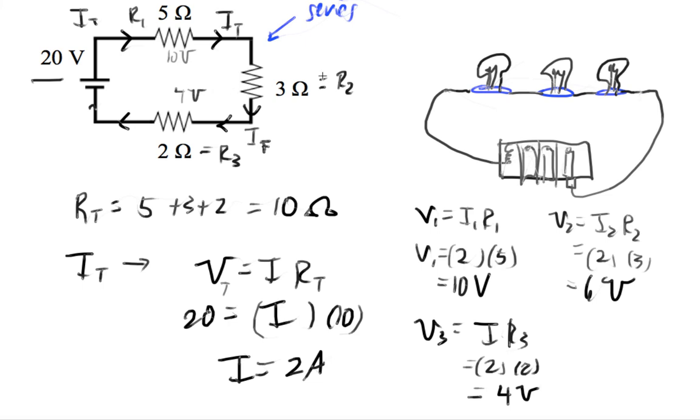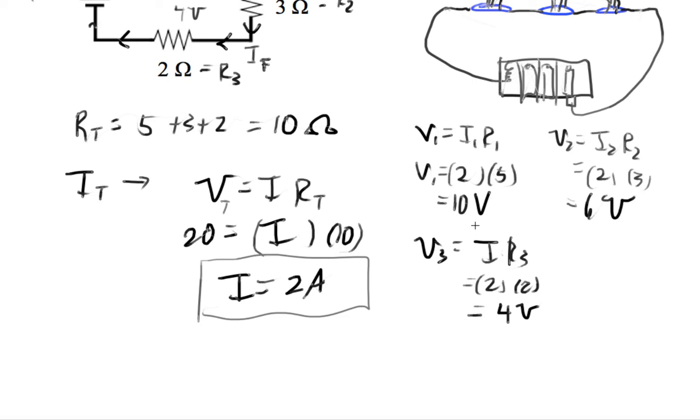Now here's the interesting part. When I add up all these volts, 10 plus 6 plus 4, I get a total of 20 volts consumed across the circuit, which is actually the energy put out by the battery. The energy per unit charge put out by the battery. So we wanted to get the 2 amps of current, which is what we're asked for. And we were also asked for the voltage across each resistor, which are these numbers here.